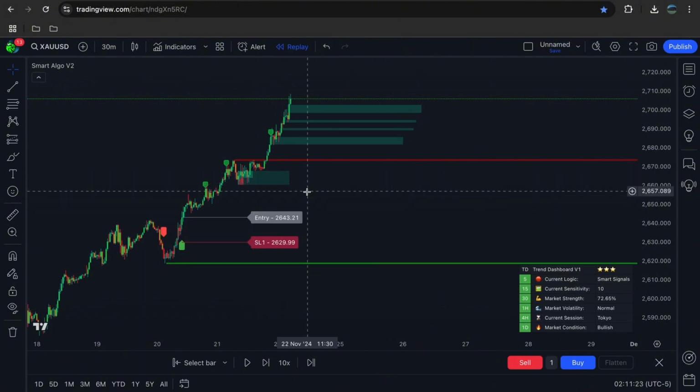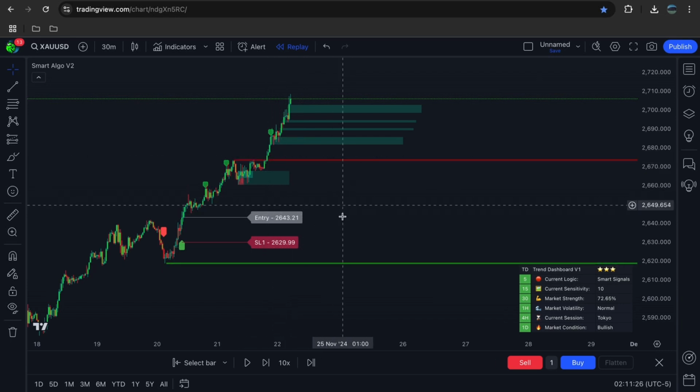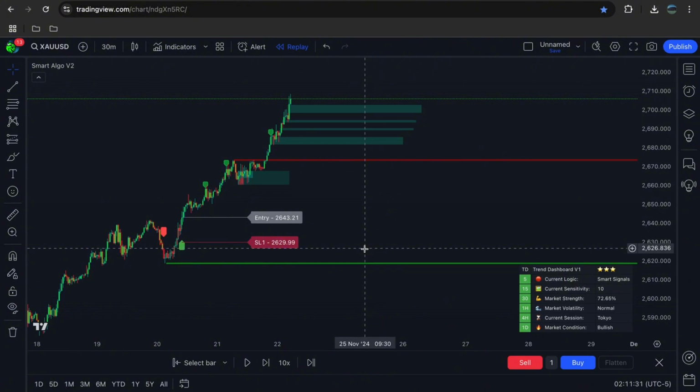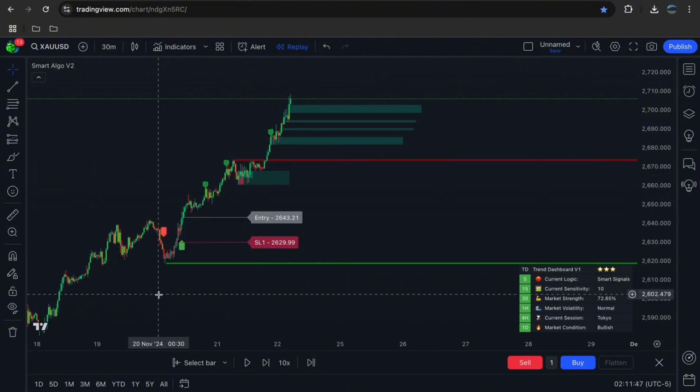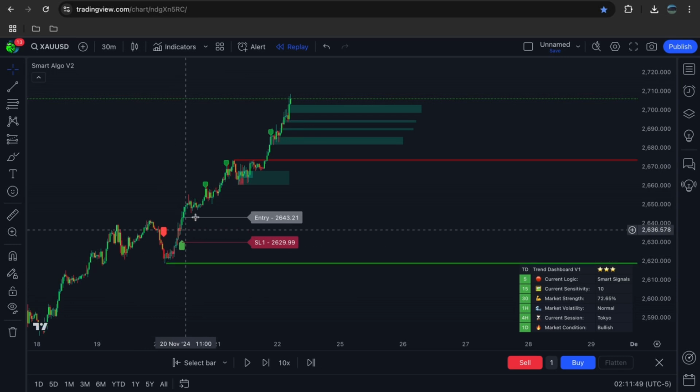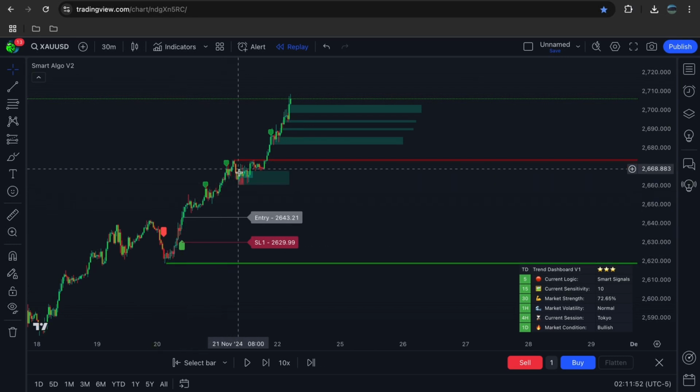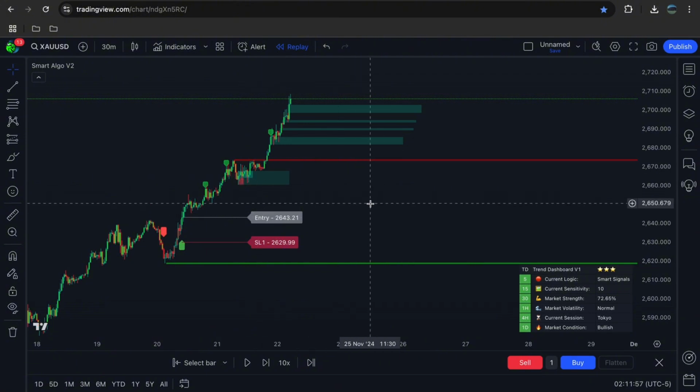Starting with Smart Support and Resistance levels, these are key zones on your chart where price tends to pause or reverse. Support acts like a floor, where buying pressure typically steps in to hold the price up. Resistance, on the other hand, acts as a ceiling, where selling pressure keeps the price from climbing further. For example, when the price is approaching a support level, it's often a good time to look for a potential bounce. Similarly, if the price is nearing resistance, it's a zone to watch for a reversal or a breakout. These levels are critical for planning your entries, exits, and stop losses, as they often represent areas of high activity.